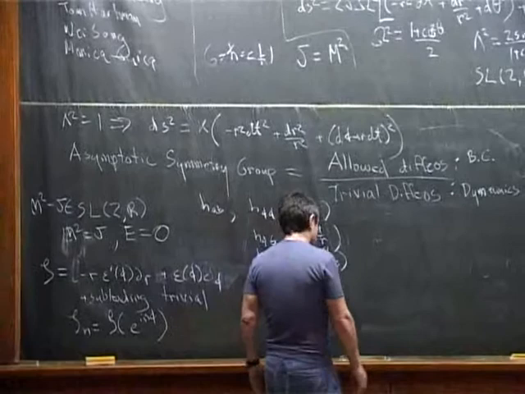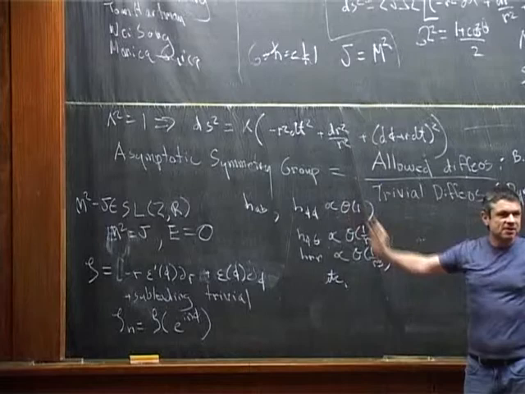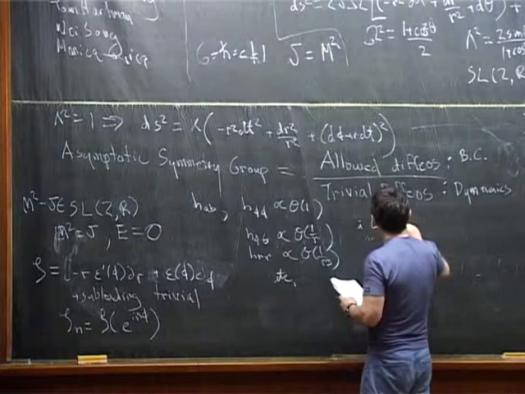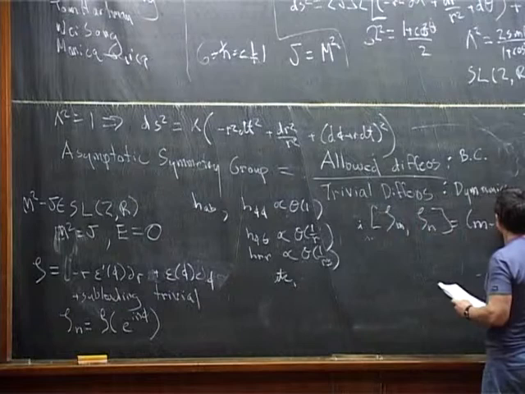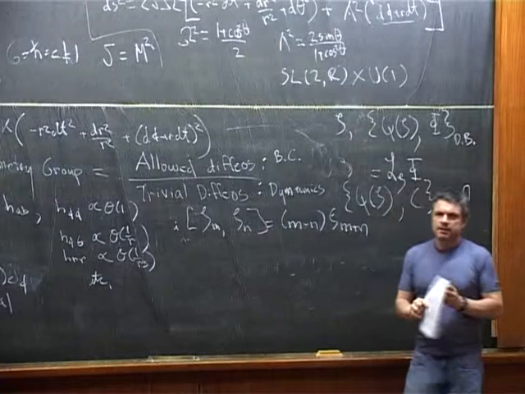Okay. So now these zetas obey a Lie bracket algebra. They're diffeomorphisms. So far everything's classical. And their Lie bracket algebra is i [zeta m, zeta n] is equal to (m minus n) zeta m plus n. In other words, it's a centerless Virasoro algebra. Okay. Now we need to talk about the charges.